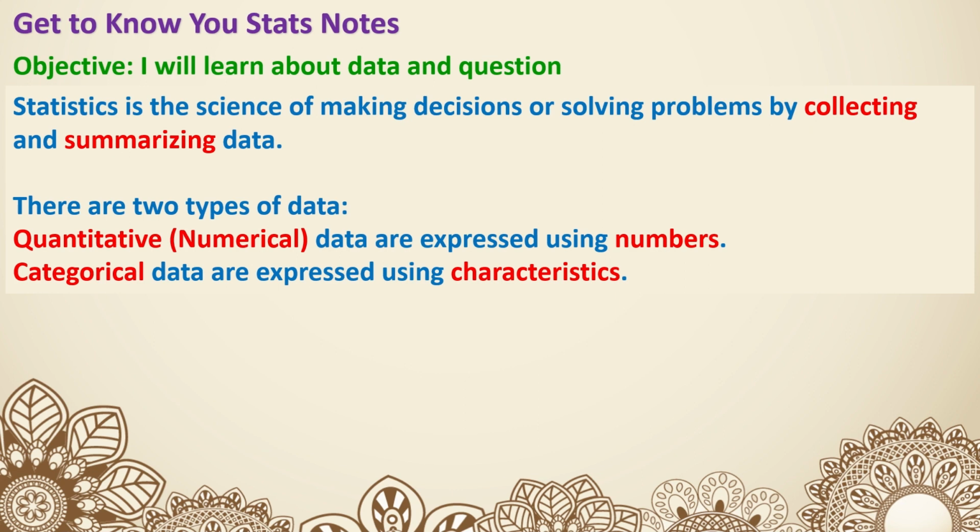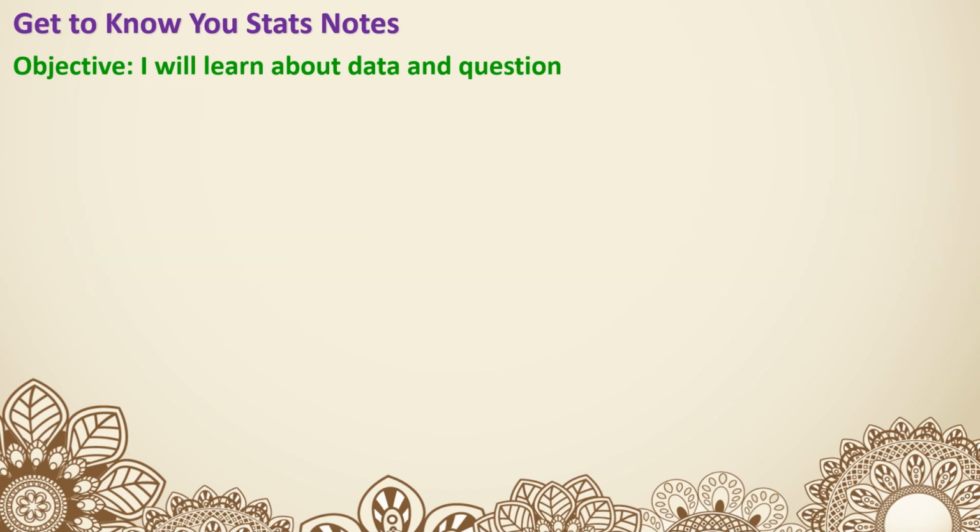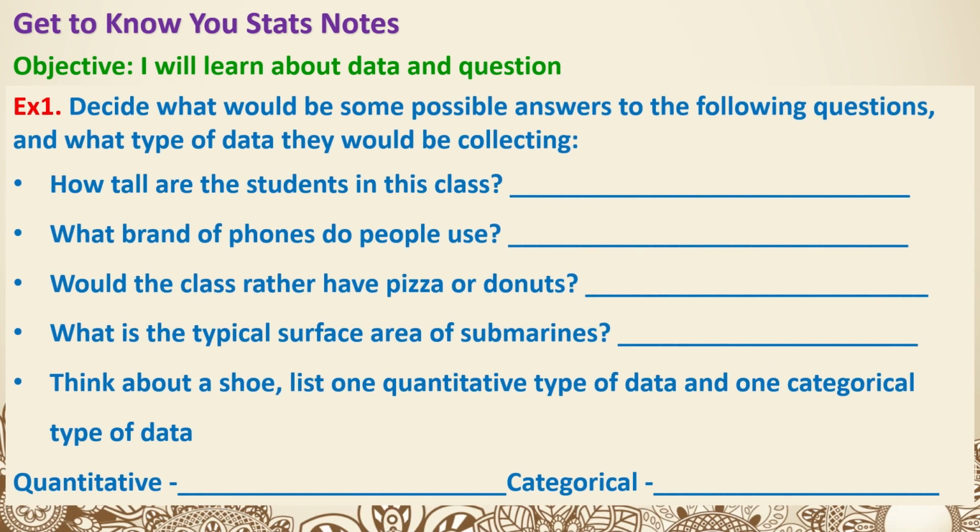And the second type of data that you could be collecting is categorical data, and they are typically expressed using characteristics. Like, for example, the question asking about a month, well, they're not exactly numbers, but they're characteristics of, say, describing part of a birthday. Now let's have a look at an example. Decide what would be some possible answers to the following questions and what type of data they will be collecting.